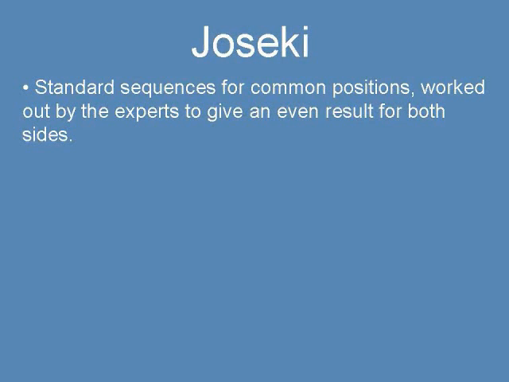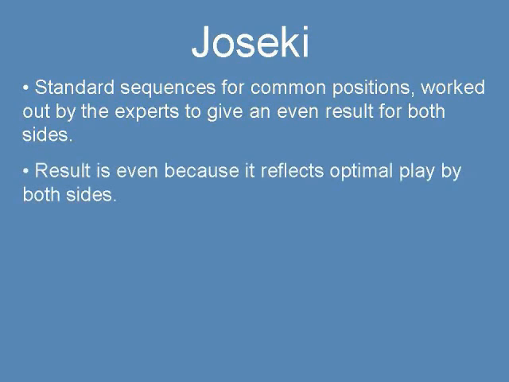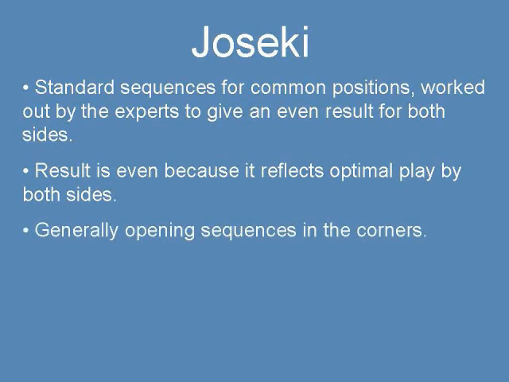Joseki are standard sequences for common positions which have been carefully worked out by the experts to give an even result for both sides. The result is even because it reflects optimal play by both sides, not because the players are just being sporting. Joseki generally apply to opening sequences in the corners, but occasionally you'll find Joseki for common positions that arise in other phases of the game.